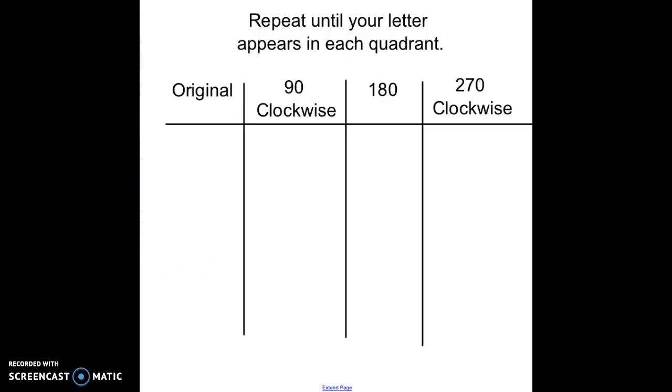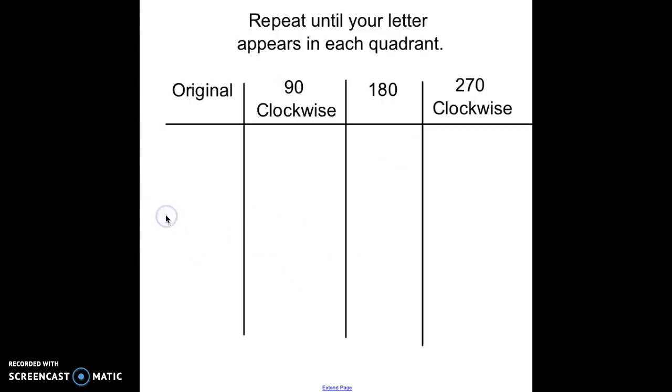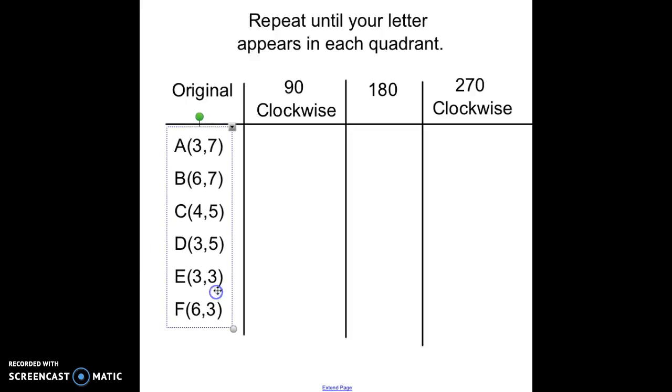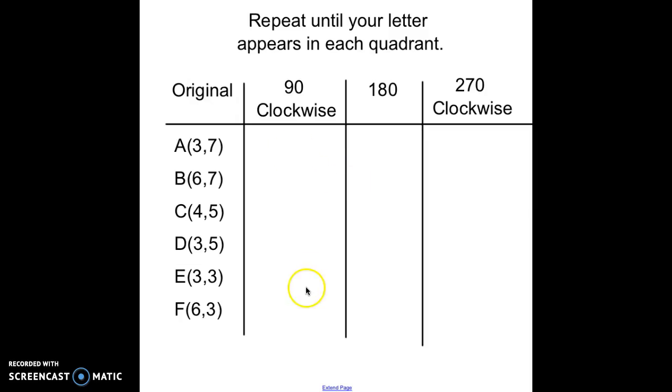Once you've done that, I want you to complete your table. Put all the original coordinates. So I'm going to put my original coordinates in the first column. Then the coordinates after that 90-degree clockwise rotation. So I took this figure, turned it 90 degrees clockwise. Whatever these coordinates are going to be, I'm going to put those in that second column.